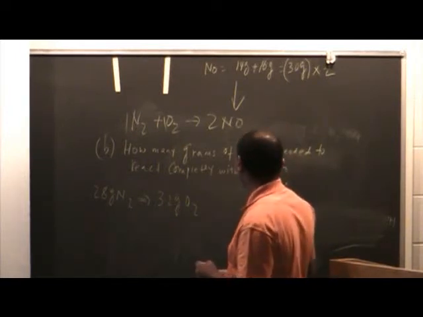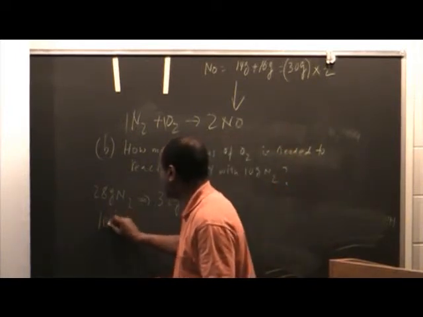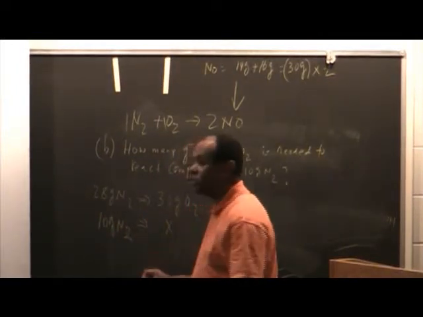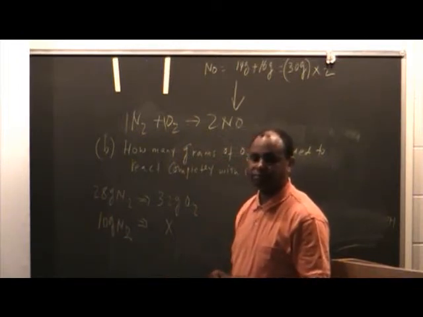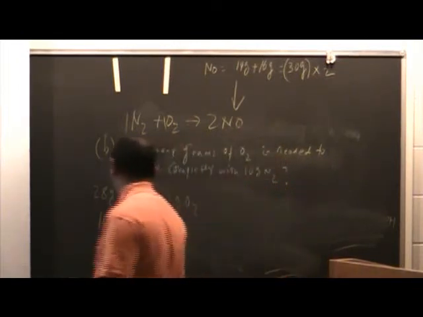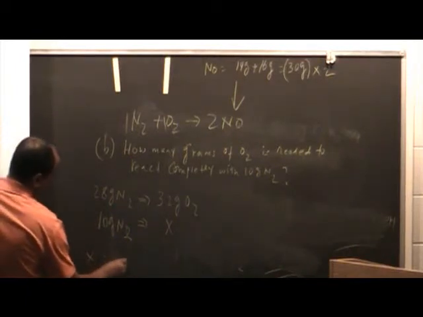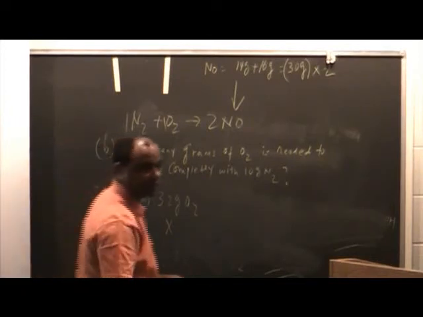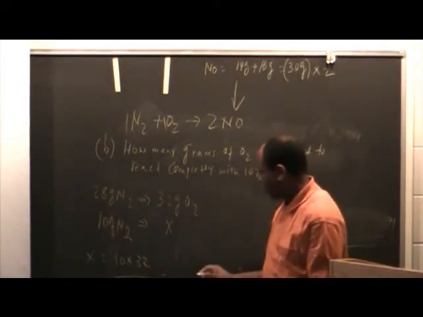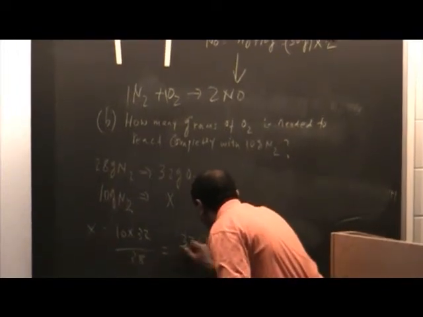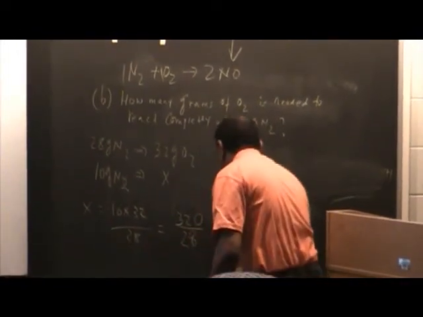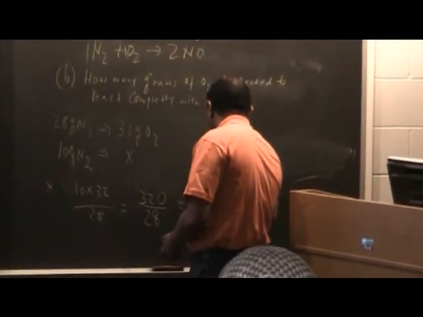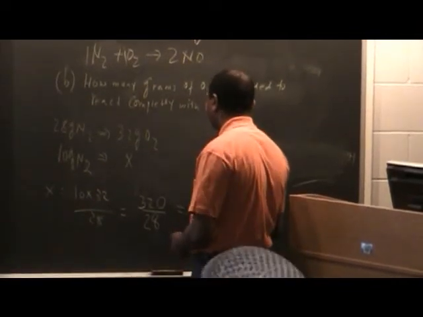Then, if I have 10 grams of nitrogen, how many grams of oxygen should I need? So X would be, again, 10 times 32 divided by 28. 320 over 28. That gives you what? 11.4 grams of oxygen.